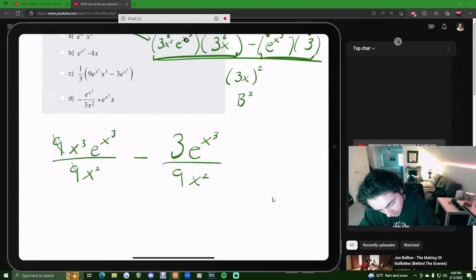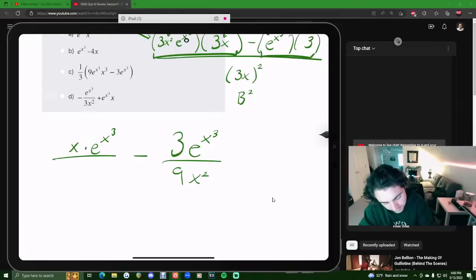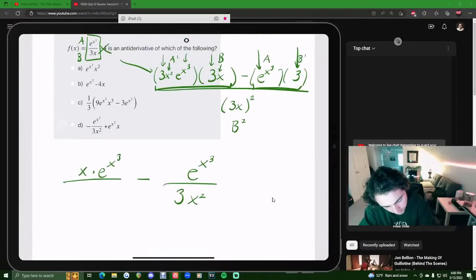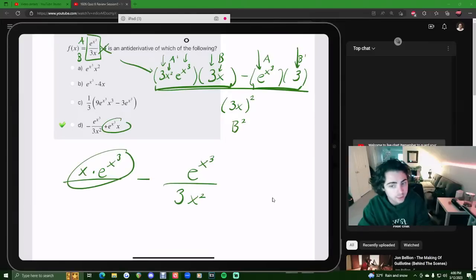So 9 divided by 9, 9's cancel. X cubed over x squared, we can get rid of 2 of the x's, so we're left with just a single x on top. X times the e term. And then 3 over 9 can reduce to 1/3. And that's probably the best we can do there. And that'll actually be answer D. We can see this term right here, maybe just written in a different order.